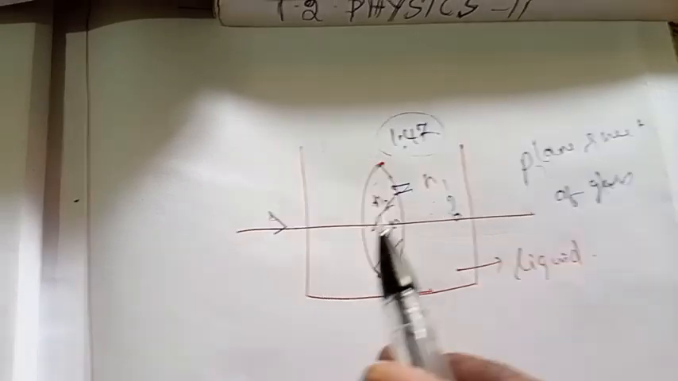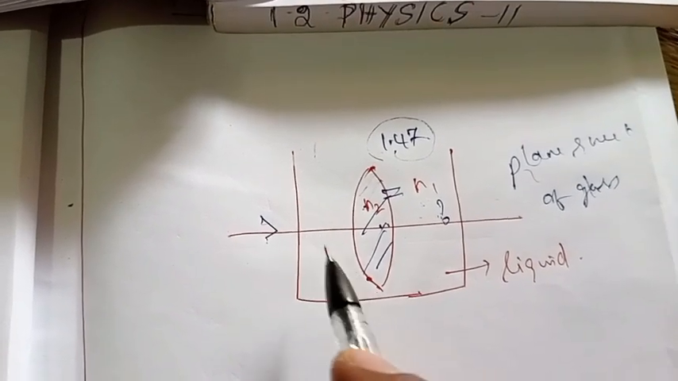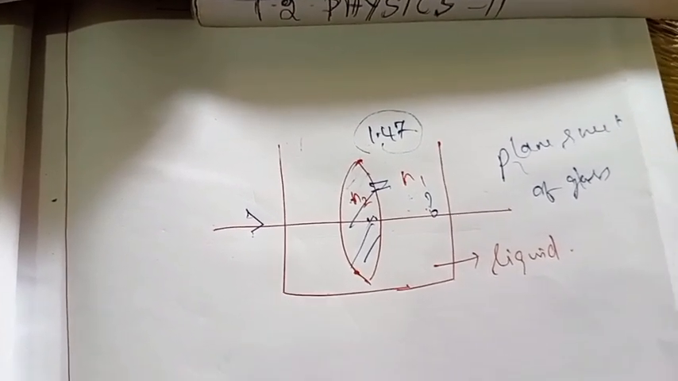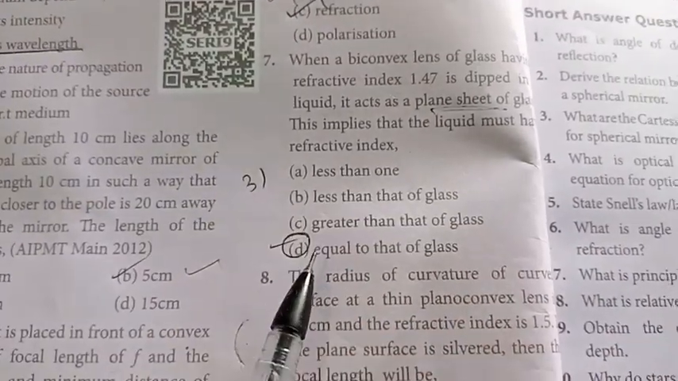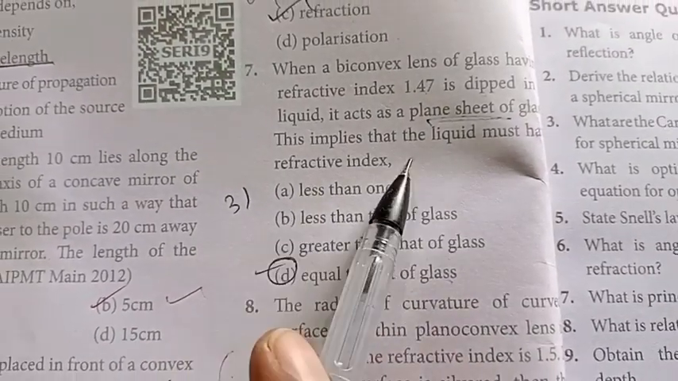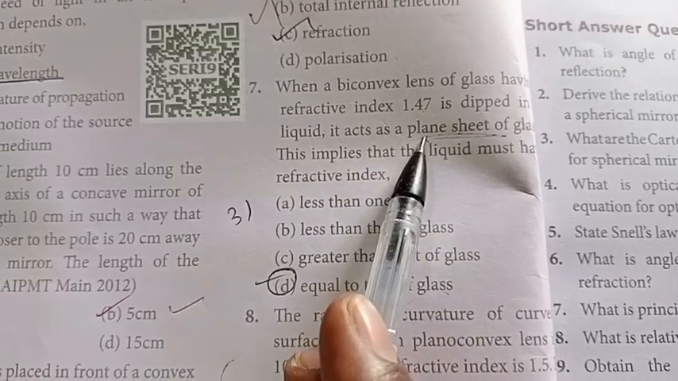So the condition is a plain sheet of glass, which implies the refractive index of the liquid must be equal to the refractive index of glass. So the answer is that the refractive index of the liquid is equal to that of glass. That makes it a plain sheet of glass. Okay, thank you.